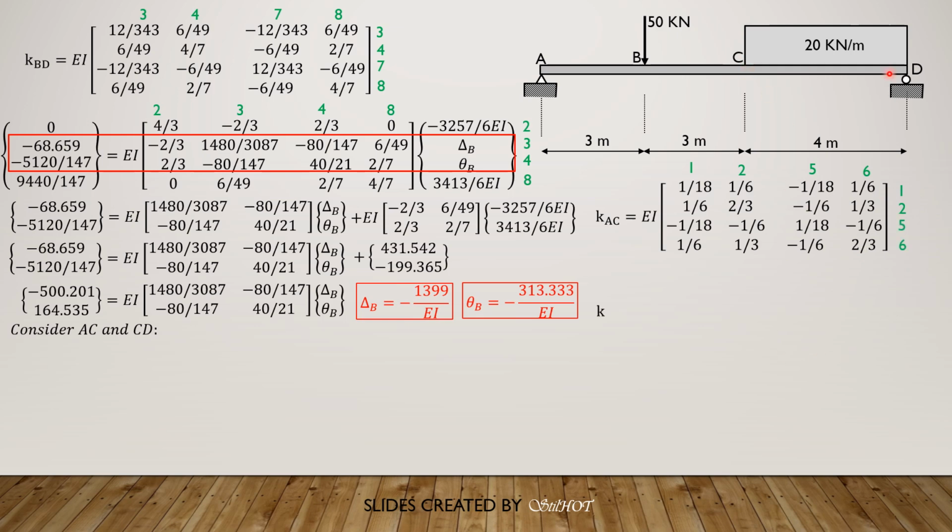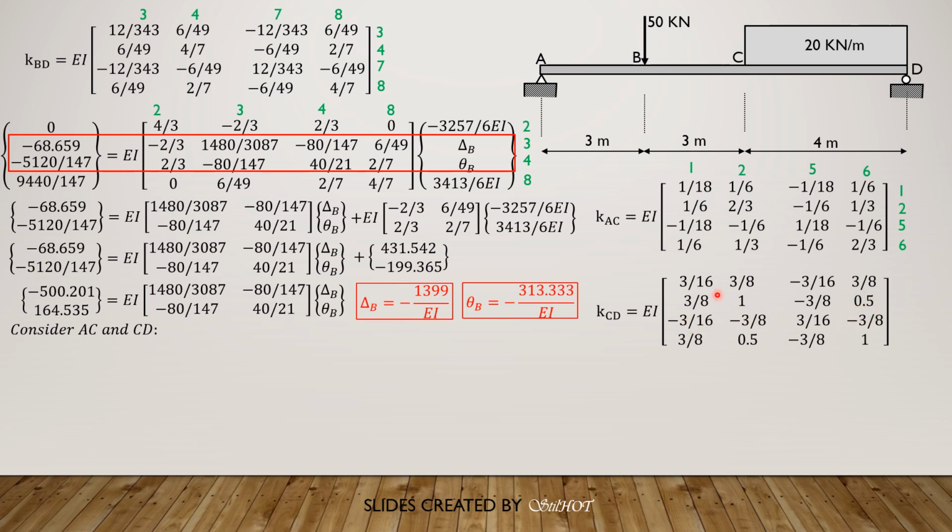Meanwhile, the stiffness of CD is EI times 12 over 4 cubed, or 3 over 16. 6 over 4 squared is 3 over 8, then the negative of 3 over 16, then copy 3/8, then 6 over 4 squared is 3/8. This is 4 times EI over L, 4 over 4 is 1, EI is factored out. Then this is the negative of 3/8, then half of 1 is 0.5.